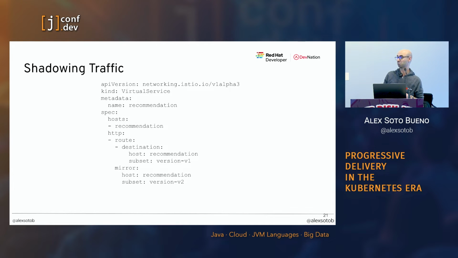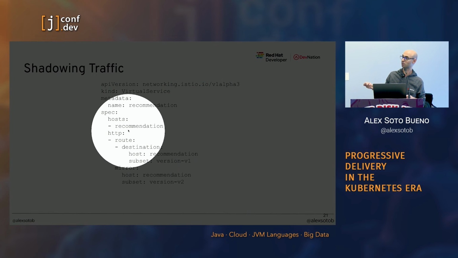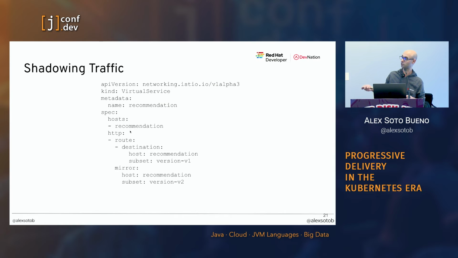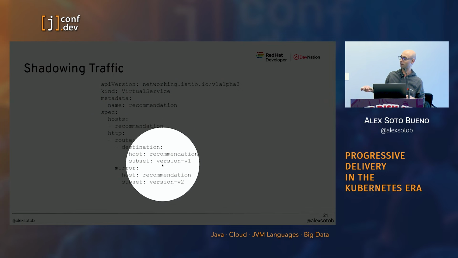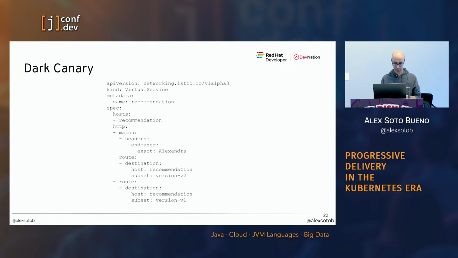How can I do that? Okay, I could do it this way. I can just say, hey, for the service recommendation, I want to send the traffic to V1, and I want to mirror it to V2, right? And it's just a YAML file. Easier than, for example, modifying your code to do that logic.